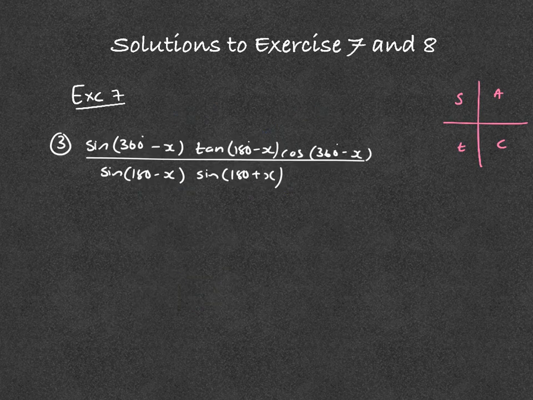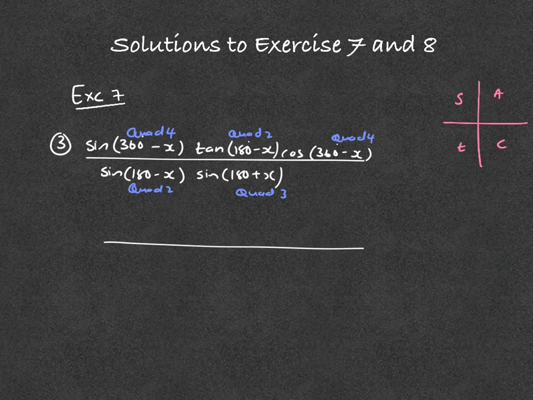Question 3. So we've got sin(360 - x) times tan(180 + x) over the rest. 360 - x, quadrant 4. 180 - x, quadrant 2. 360 - x, quadrant 4. 180 - x, quadrant 2, and then 180 + x, quadrant 3. So what are we going to do? Sin(360 - x) is in quadrant 4, sine is negative there. I think it's good to write those trig functions in brackets. Tan(180 + x), quadrant 3, tan is positive there.